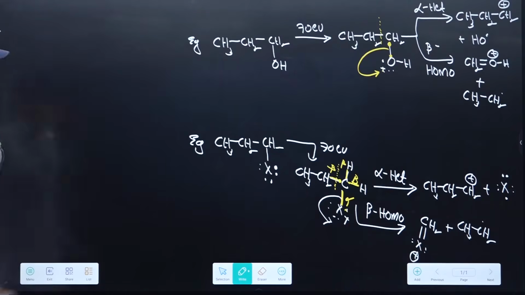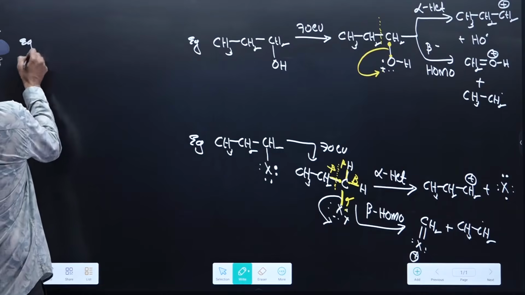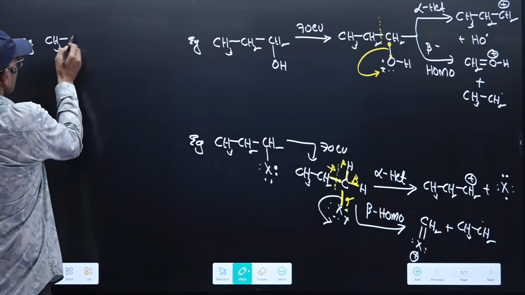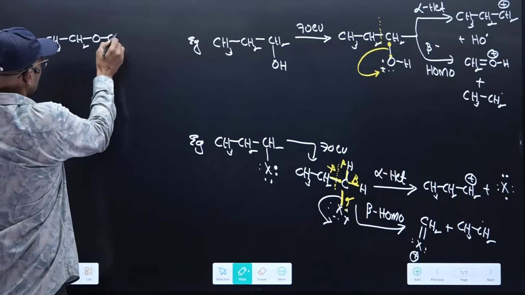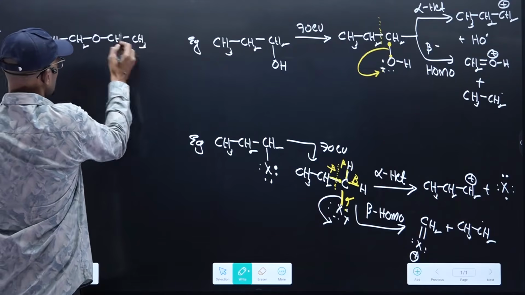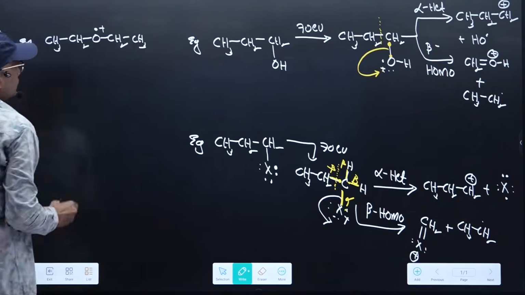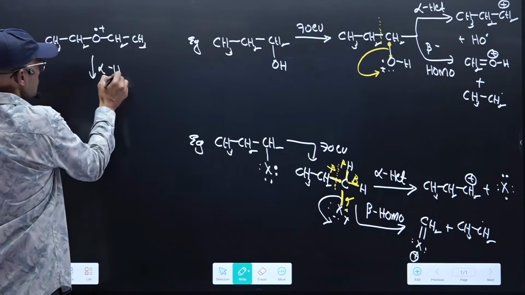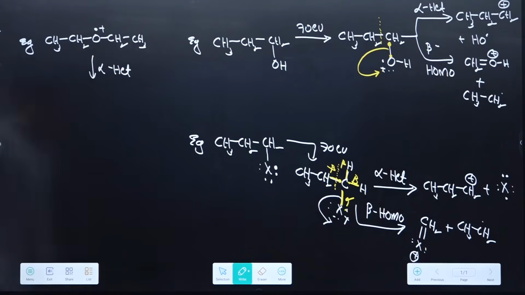Clear? Will you give an example for ether? This is CH3, CH2, and here O, CH2, CH3. So I am going to write the radical cation. Then write down the alpha cleavage reaction.